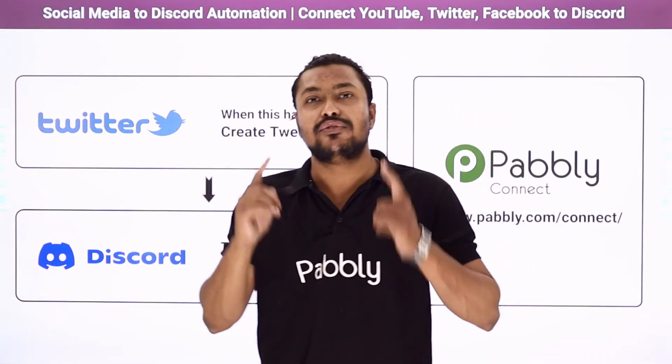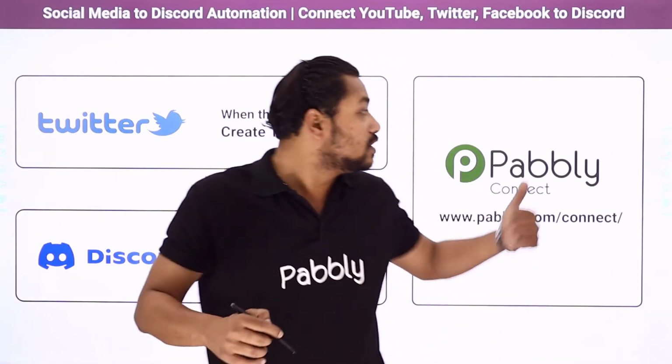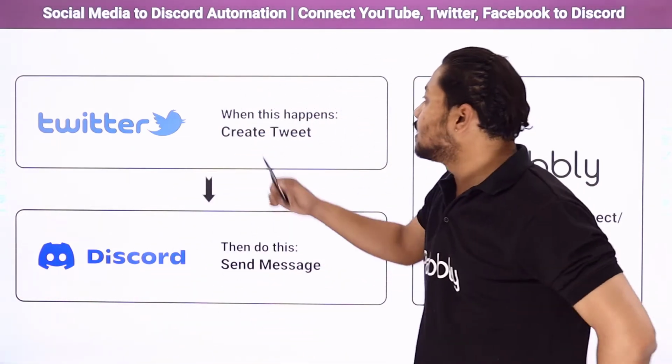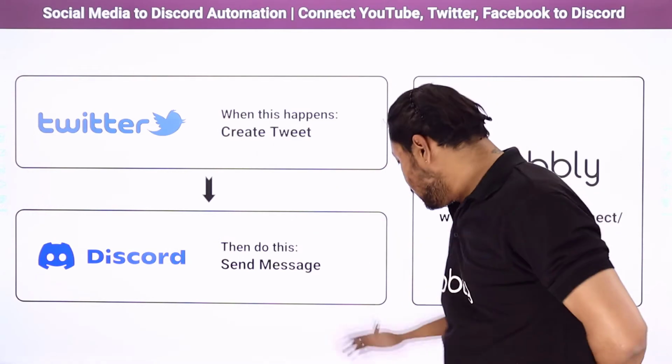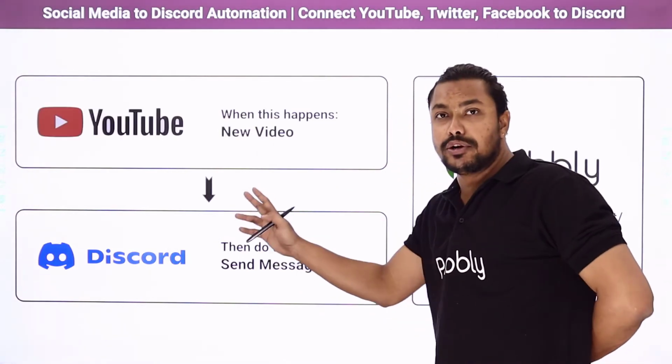Now to do this automation, we are going to use an integration and automation service, Pabbly Connect, which will help you connect Twitter to Discord, Facebook to Discord and YouTube to Discord.